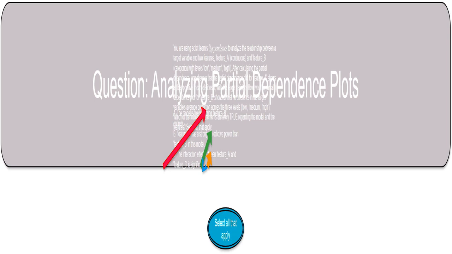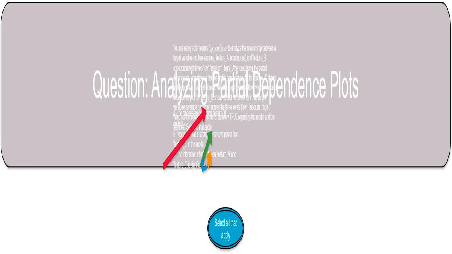I see, you're using scikit-learn's partial_dependence function to explore how two features, a continuous one, feature_A, and a categorical one, feature_B, influence your prediction. The plot for feature_A shows a clear upward trend, meaning higher feature_A values are associated with higher predictions. But feature_B shows a flat line across all its categories, low, medium, high, suggesting it barely affects the predictions. The question asks you to determine which statements are most likely true, given this information.